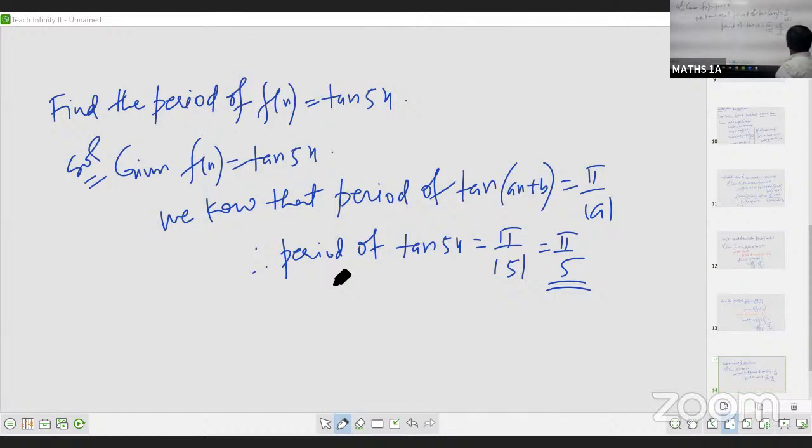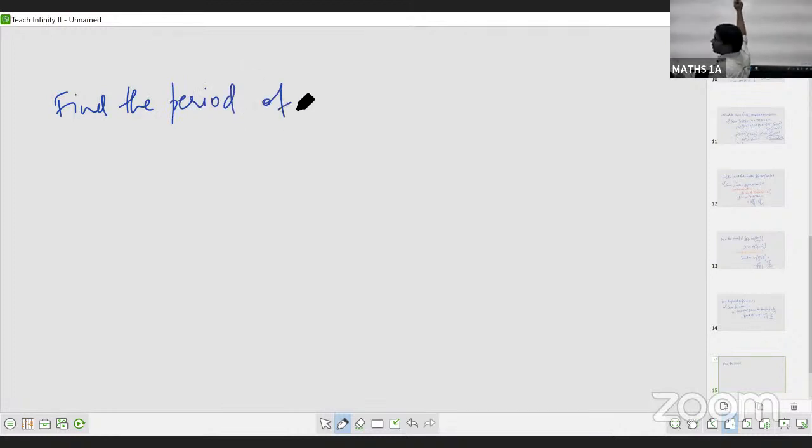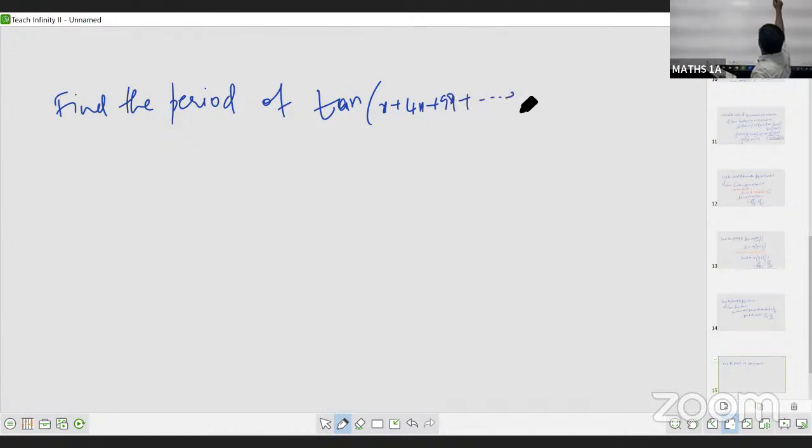Next, find the period of... this was asked so many times. Find the period of tan of x plus 4x plus 9x plus dot dot plus n square x. Find the period of tan of x plus 4x plus 9x plus dot dot plus n square x. Clear?